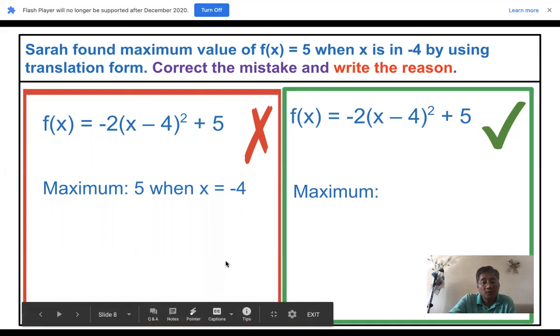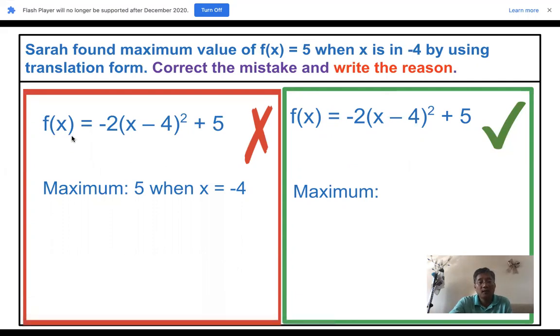Now let's find the error. So this is a vertex form, right? This is a vertex form. But we know that x is the opposite, y is the same. This is a vertex form, so we can find the vertex. The x value shows negative 4, so it's the opposite, which means the x value must be positive 4. But y is the same, positive 5.